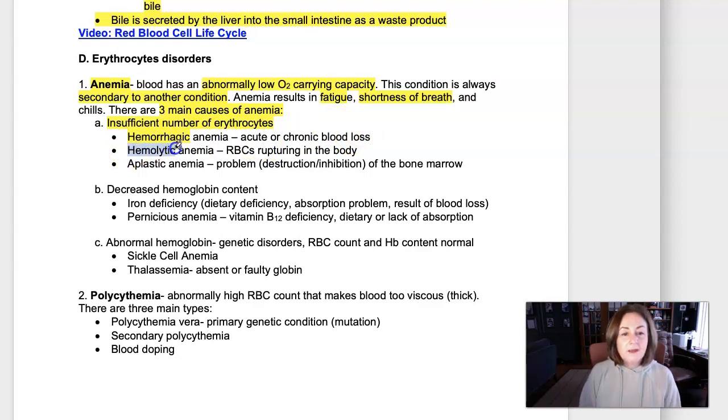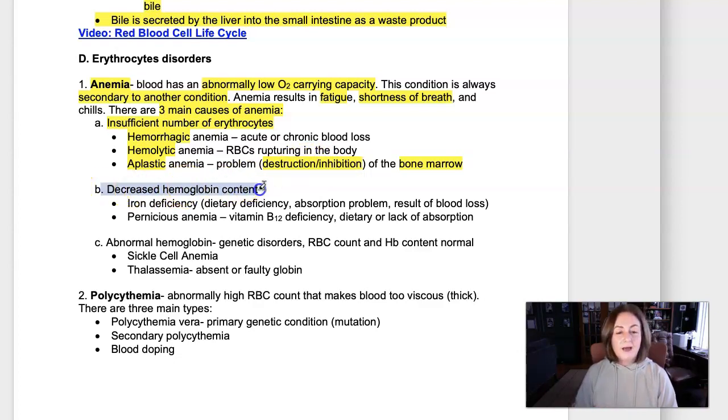Hemolytic anemia is when red blood cells rupture in the body. That could be secondary to an exposure to radiation or an exposure to a drug or something like that. Aplastic anemia, that's typically a problem of the bone marrow, that the hemoglobin is not being formed properly in the bone marrow. And so that's considered like a precancerous condition.